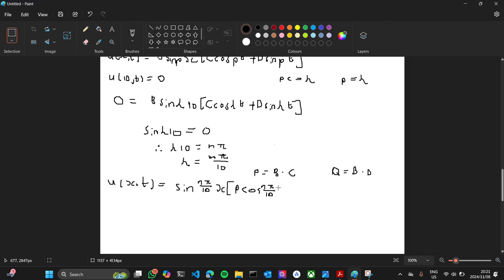That value of lambda, and our variable in this case is t, right? Plus q sine that multiplied by t. Okay, now we have an even further refined equation thanks to our wonderful boundary conditions.